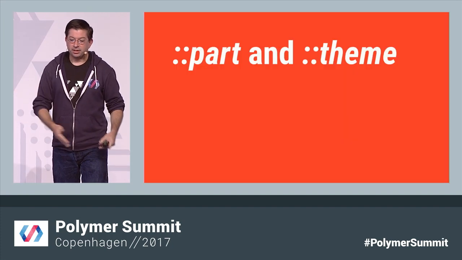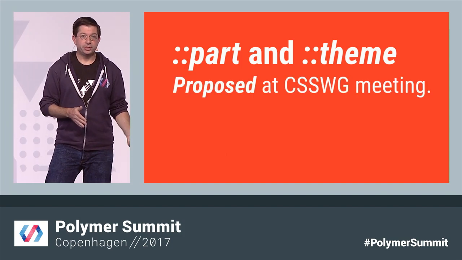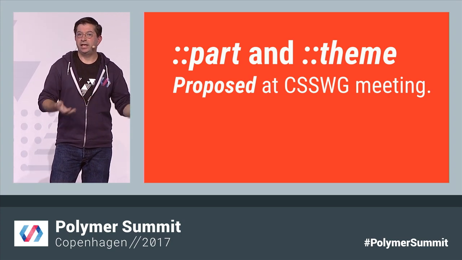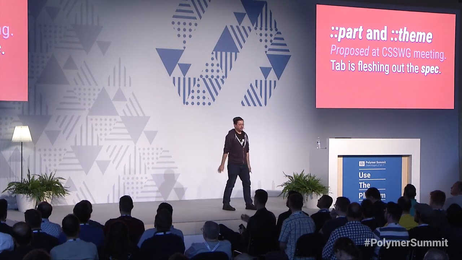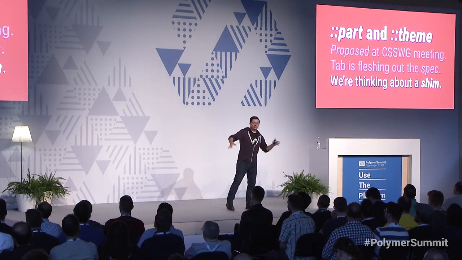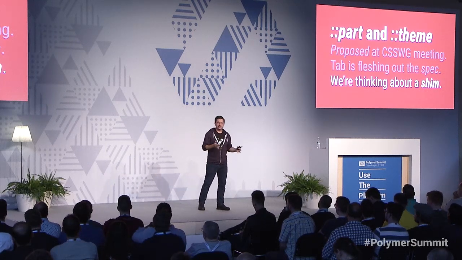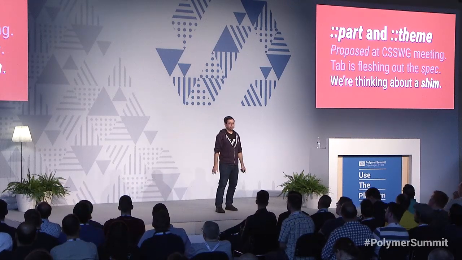and promising. So part and theme were proposed earlier this year at the CSS Working Group meeting. There's a lot of enthusiasm for it because, again, as I said, it's kind of how the platform itself accomplishes this same goal. And Tab is currently fleshing out the spec. You can have input on it if you want. We're actually right now in the process of sort of thinking about what this means and when this is going to come actually natively in the platform, which we think is at least a year or two out, and how we might make a shim for this in the meantime.